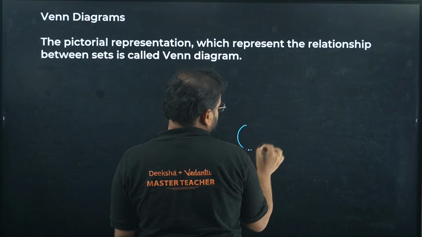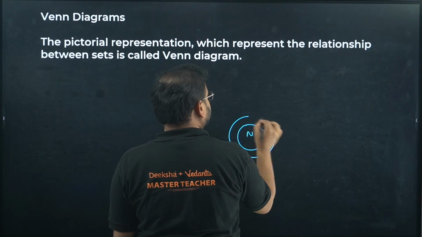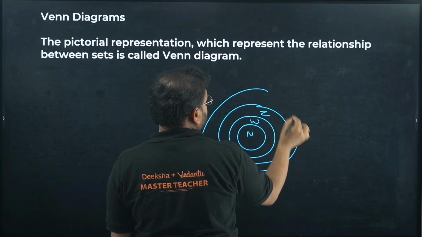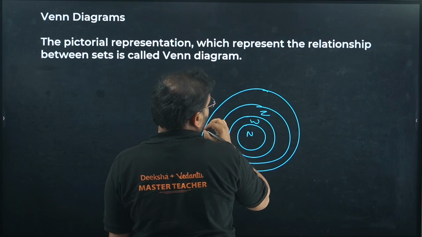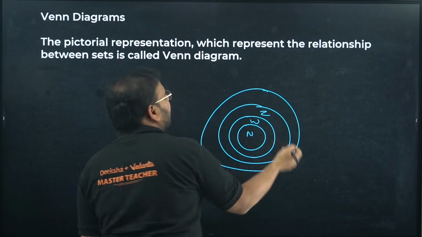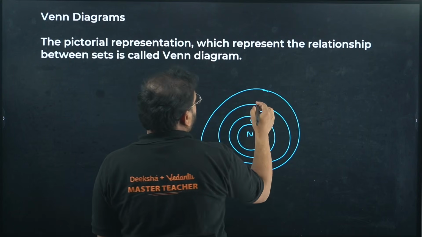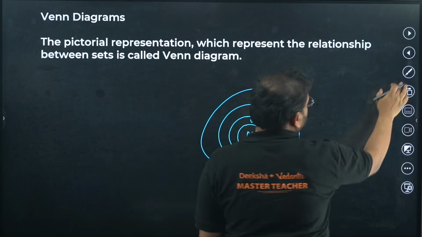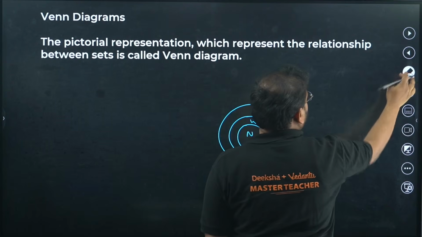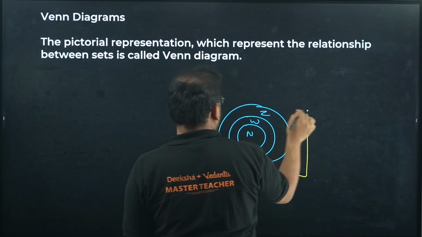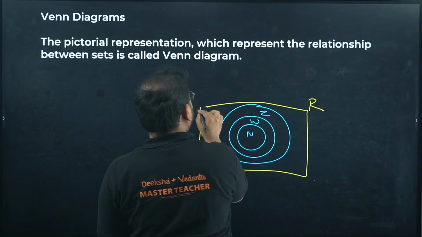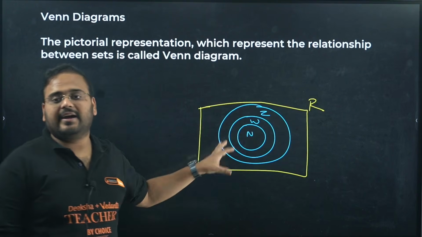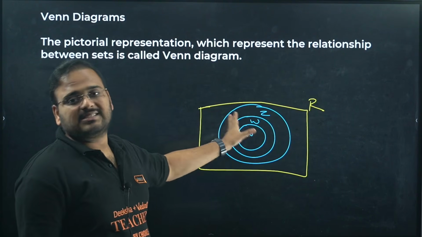Okay, sir. Natural numbers, whole numbers, integers, what is this going to be? I cannot write them together, no, rational, irrational. So let's simply write here real numbers. Usually what we do is we write the universe with the help of a rectangle. Real numbers. So R represents your universal set, where N, W, Z are all the sets inside the universal set.